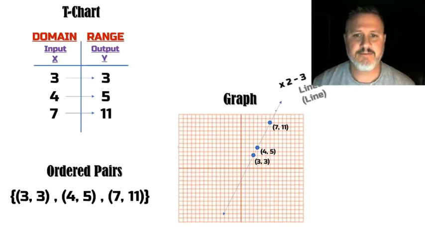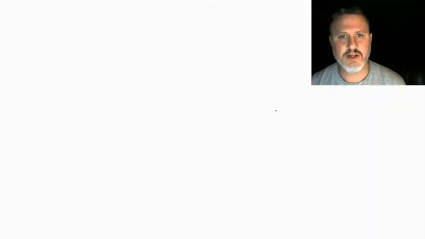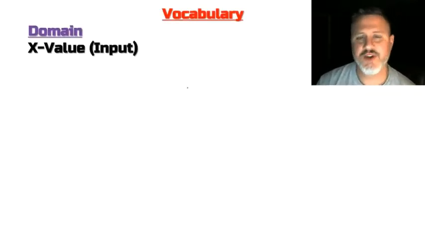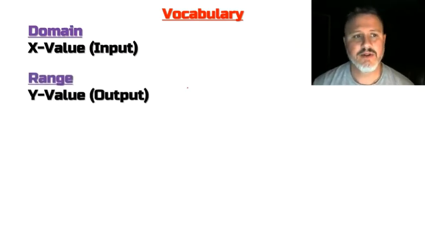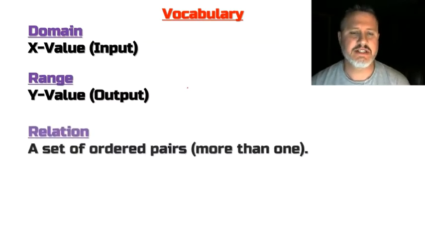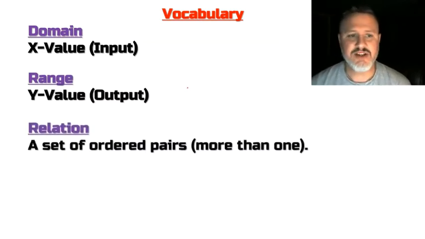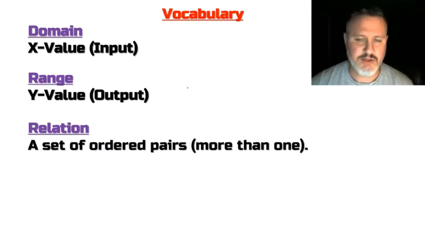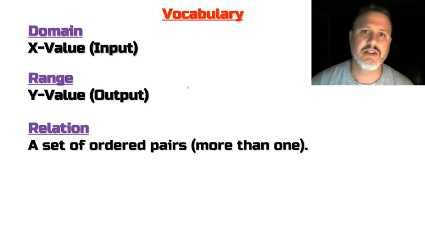Okay, so let's go on to the next section. The vocab that you just learned. You learned domain is the x value or the input. You learned that the range is the y value or the output. And 2 new words. This is the one, a relation. Think about having a relationship with somebody. It takes more than one person to have a relationship. So it's a set, not just one ordered pair. As long as you have more than one ordered pair, it's called a relation.